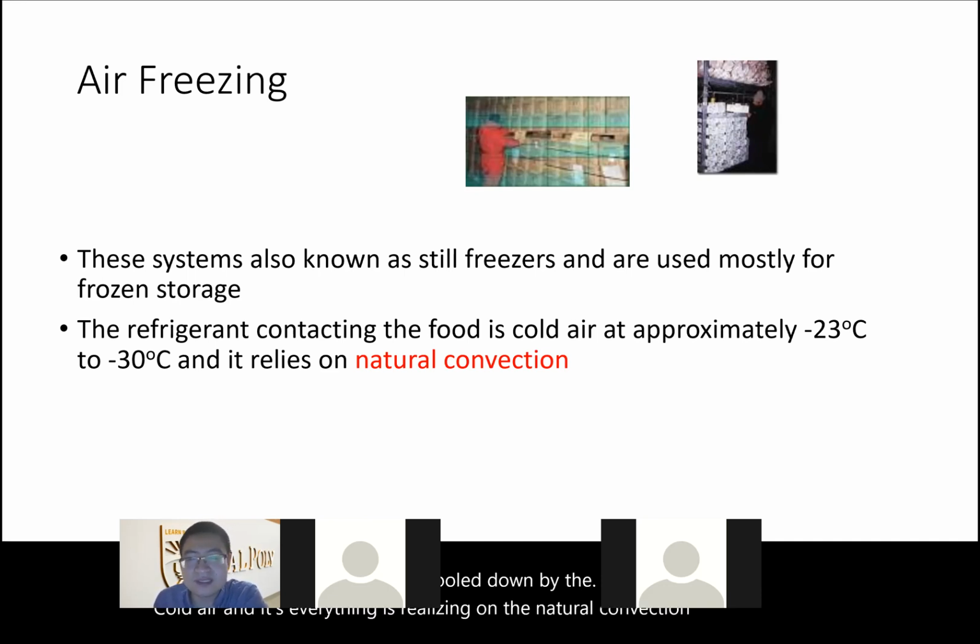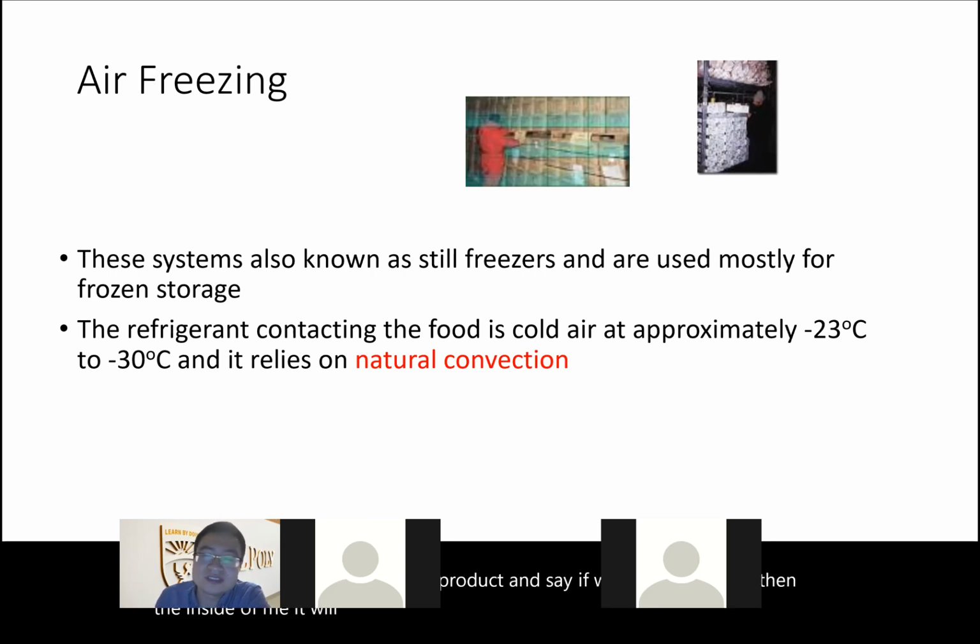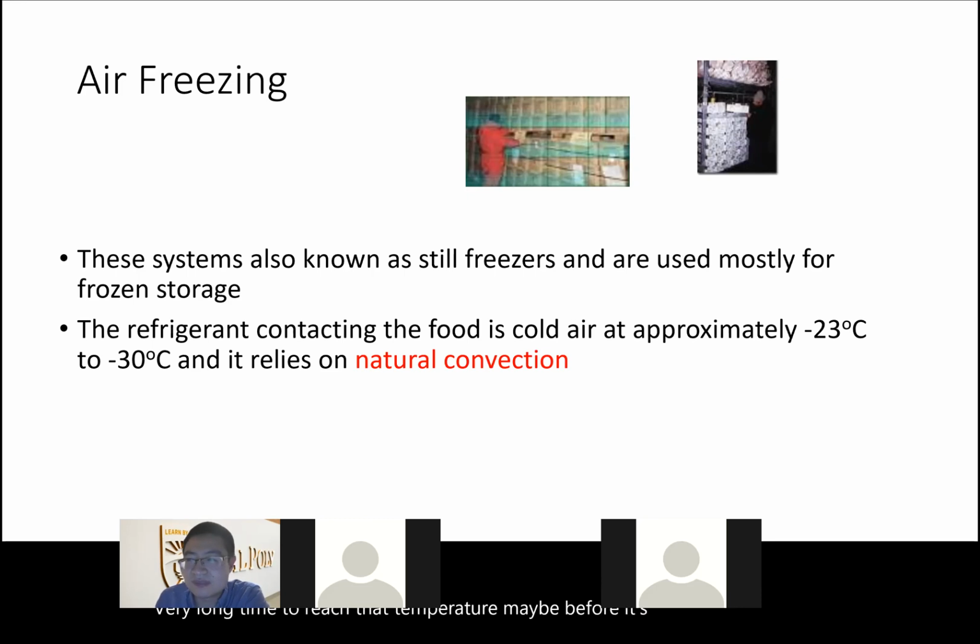Therefore, it's quite slow. It might take hours if we are putting a large portion there, like several cases of beverage. Or if we want to freeze a meat product, say 1 ton, then the inside of the meat will take a very long time to reach that temperature. Maybe before it's frozen, there's already microbial deterioration occurring. So air freezing is the most basic one, very cheap, very simple design, but sometimes it's not very efficient, and may cause some safety issues when doing food production.